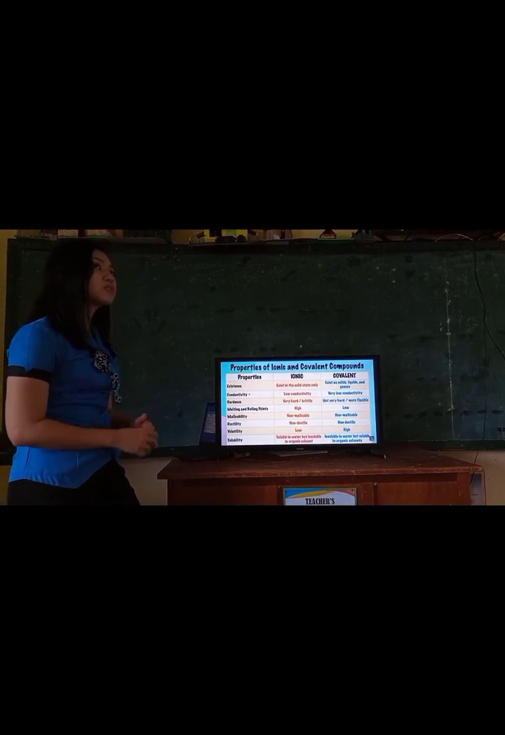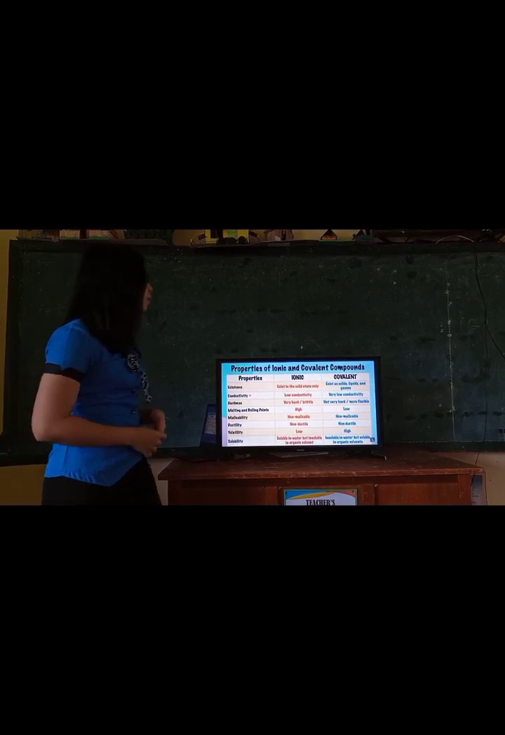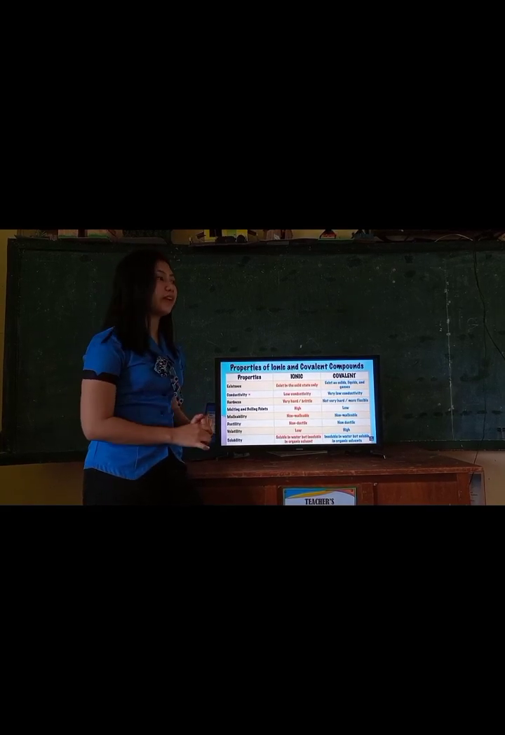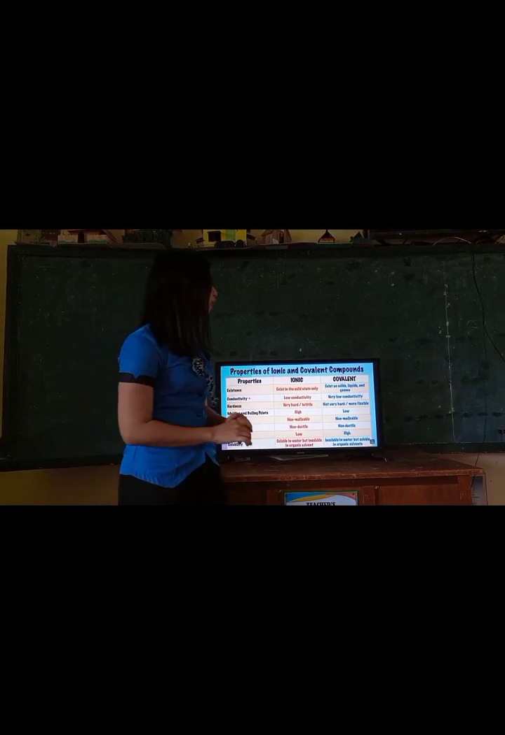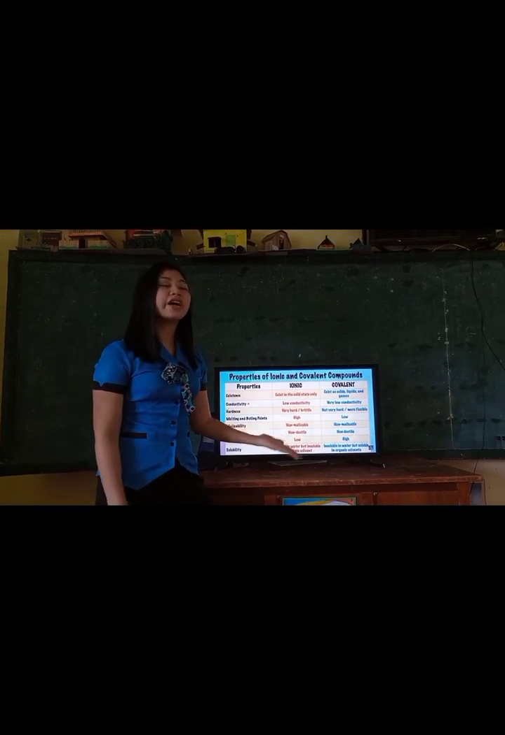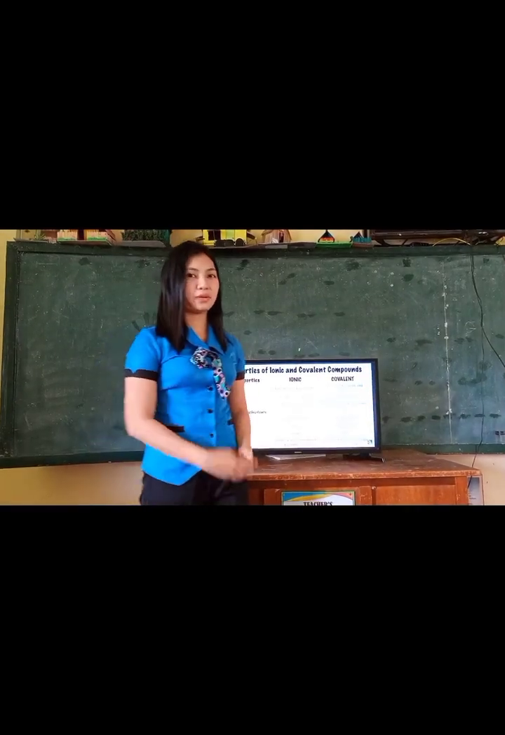Now, when it comes to solubility, ionic bonding is soluble in water but insoluble in organic solvents, while covalent bonding is insoluble in water but soluble in organic solvents. So these are the properties of ionic and covalent compounds.